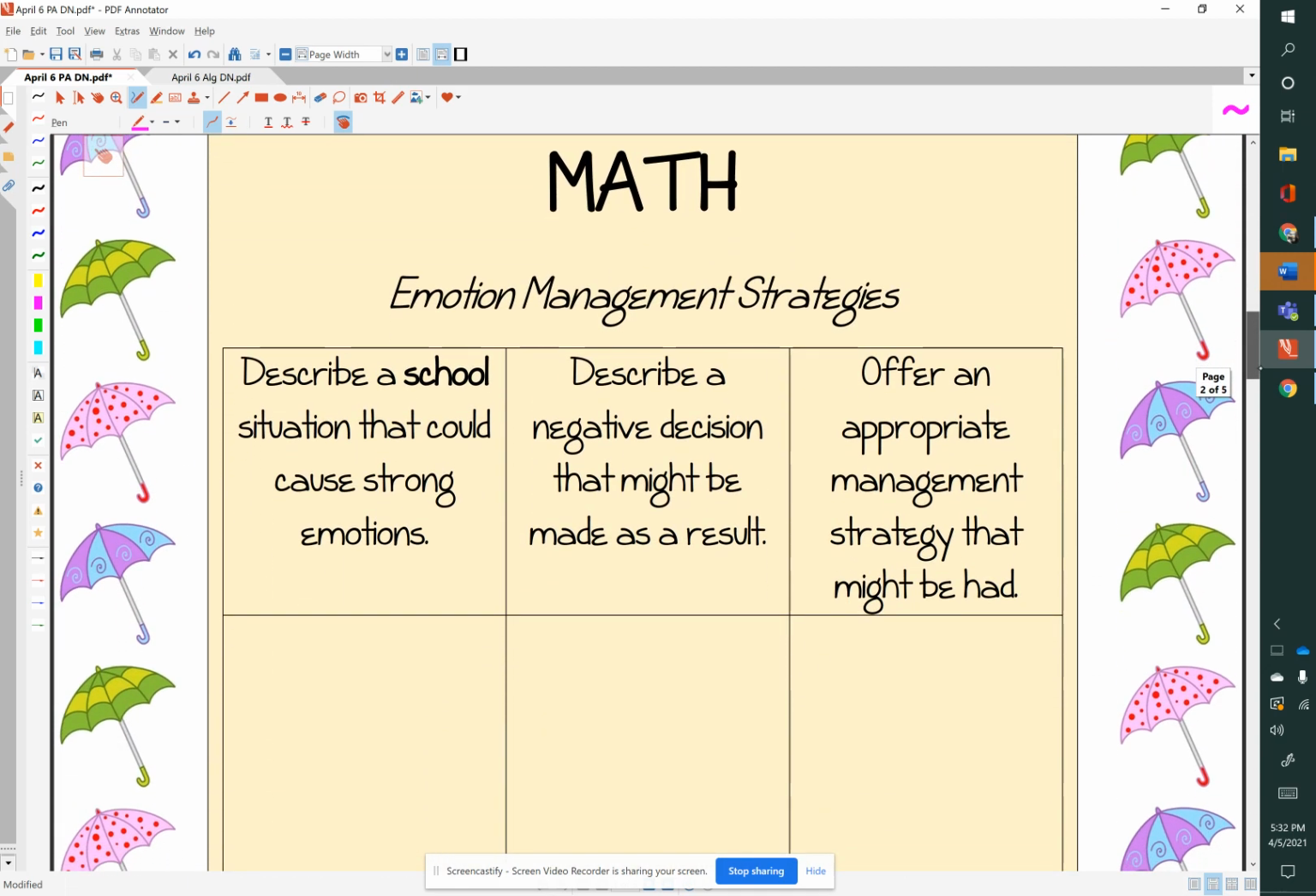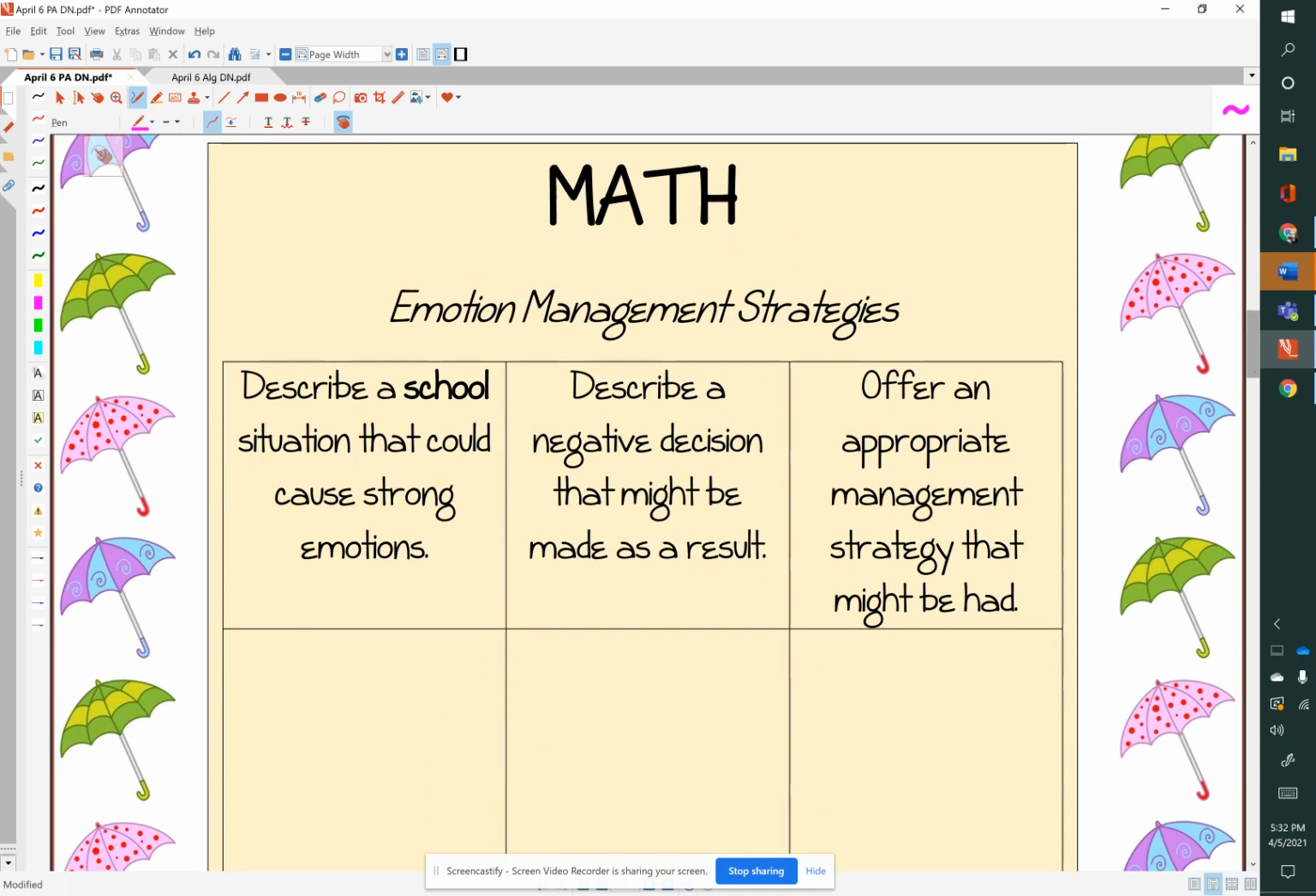But first, our do now is about emotion management strategies. And we're focused on school here, and it says describe a school situation that could cause strong emotions. Could be when you get a test back, or you run into a person you don't get along with, and you misunderstand something they say, you have a disagreement. So when you think about that situation, I want you to describe a negative decision that might be made as a result. Like maybe if you get a bad test grade, you might yell at the teacher or storm out of the room or something.